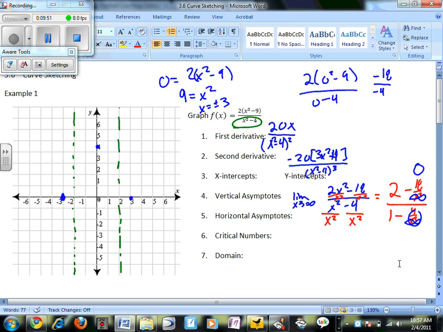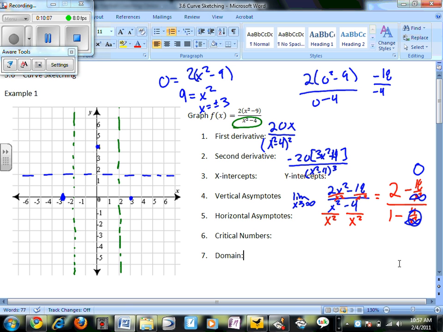Remember, that limit was 0. 18 over infinity is a really small number. It's really close to 0. So we say the limit is going to be 0. So my horizontal asymptote then is going to be at 2 over 1, which is 2. So I'm going to have a horizontal asymptote here.